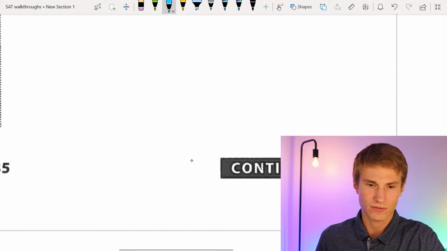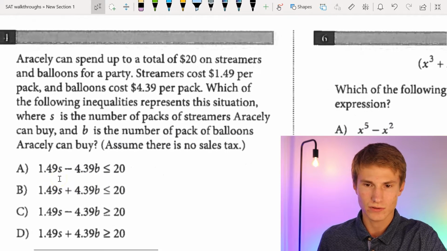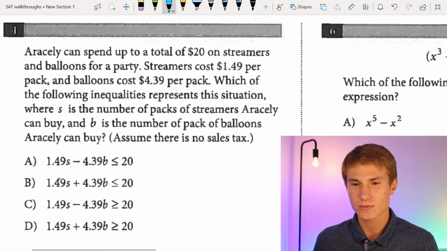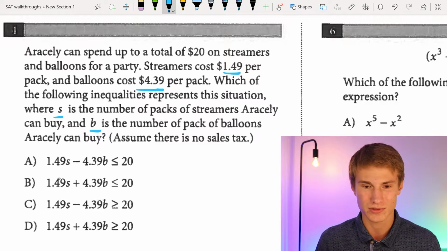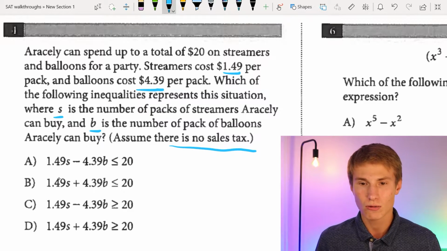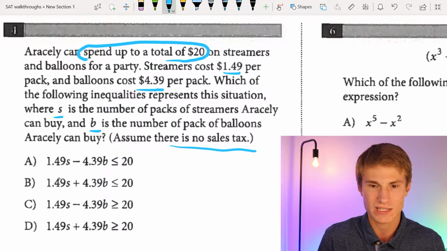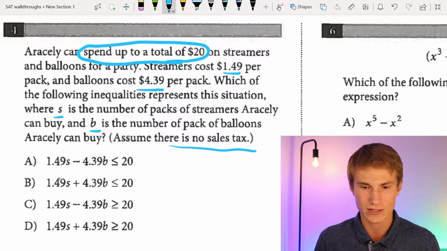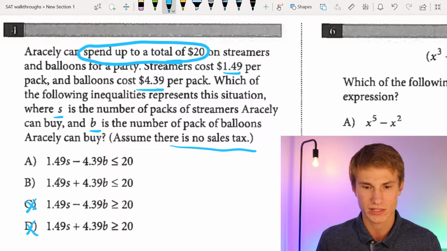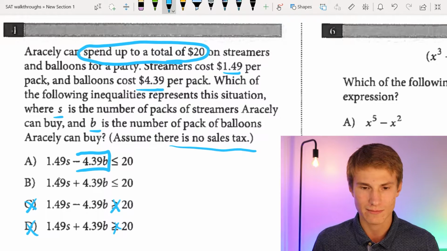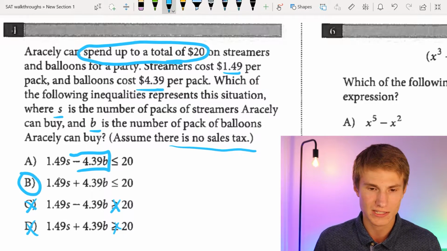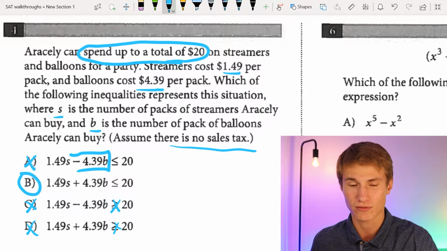All right, moving on to number 4 now. Arceli can spend up to a total of $20 on streamers and balloons for a party. Streamers cost $1.49 per pack and balloons cost $4.39 per pack. Which of the following inequalities represents the situation where S is the number of packs of streamers Arceli can buy and B is the number of packs of balloons Arceli can buy? Assume there's no sales tax. Well, we know that he can't spend any more than 20, right? He can spend up to a total of 20, so it's got to be less than or equal to 20. Therefore, we can go ahead and get rid of C and we can go ahead and get rid of D because they have the wrong sign. Next thing we look at is we're not subtracting our cost times balloon. We are adding that. We need to add the two costs together, and since we're adding our two costs together, our answer for number 4 has to be B.